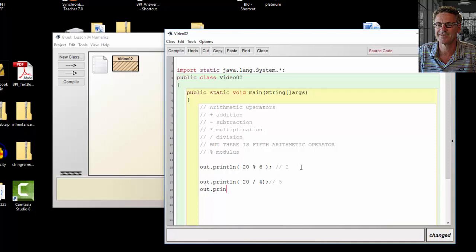But if I go out.println 20 divided by 6 again, well, 20 is an integer and 6 is an integer. When we do arithmetic with integers, the result is going to be an integer. So the answer is not perhaps what we expect. We expect to get something like 3.333 on the screen, but that's not what we're going to get.